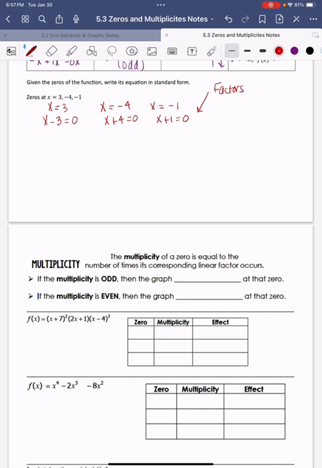Factors create zeros, but you can also create factors from zeros. Okay, so now in order to create the equation, I'm going to multiply all these together. So we're kind of working backwards. Normally, you would factor it, and then you would use the zero product property, and then you would solve, and we're doing the opposite operation. So I'm going to multiply together the first two terms, distribute, combine like terms.